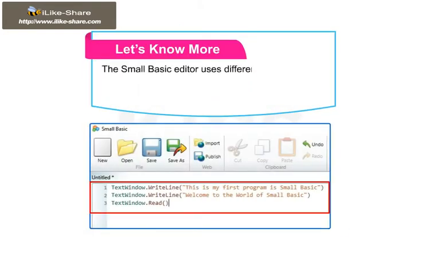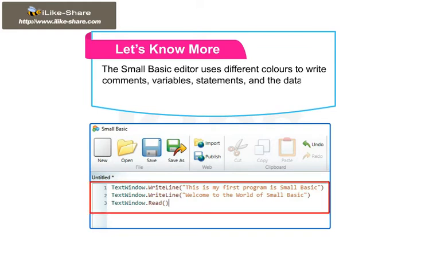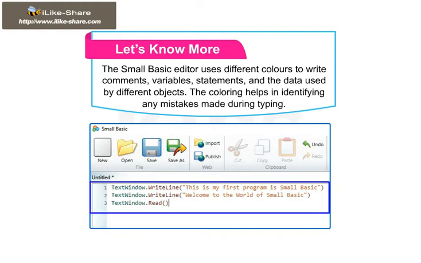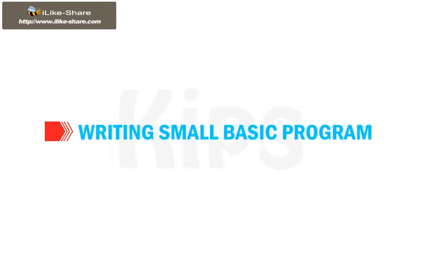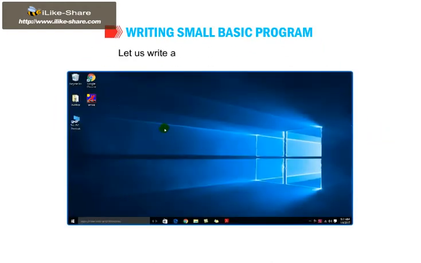Students, let's know more. The Small Basic editor uses different colors to write comments, variables, statements and the data used by different objects. The coloring helps in identifying any mistakes made during typing. Now let me tell you how to write a Small Basic program. Let us write a simple Small Basic program.